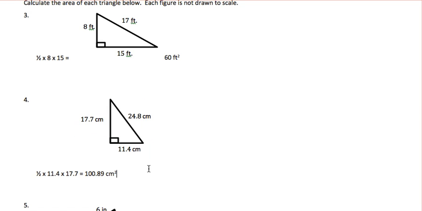And I want to point out that when you are doing the calculation, this is all multiplication. And remember, multiplication is commutative, which means we can multiply in any order. So if you put 17 and 7/10 first and then 11 and 4/10, it still would be the same answer.